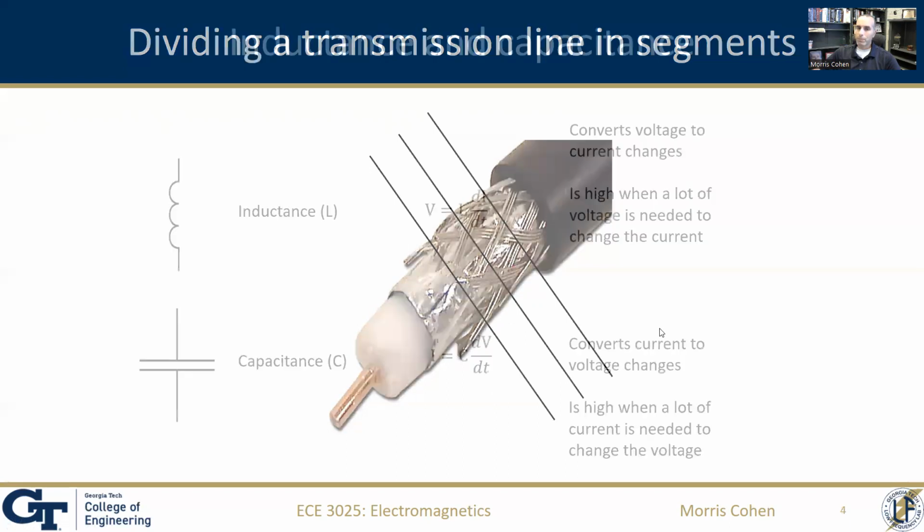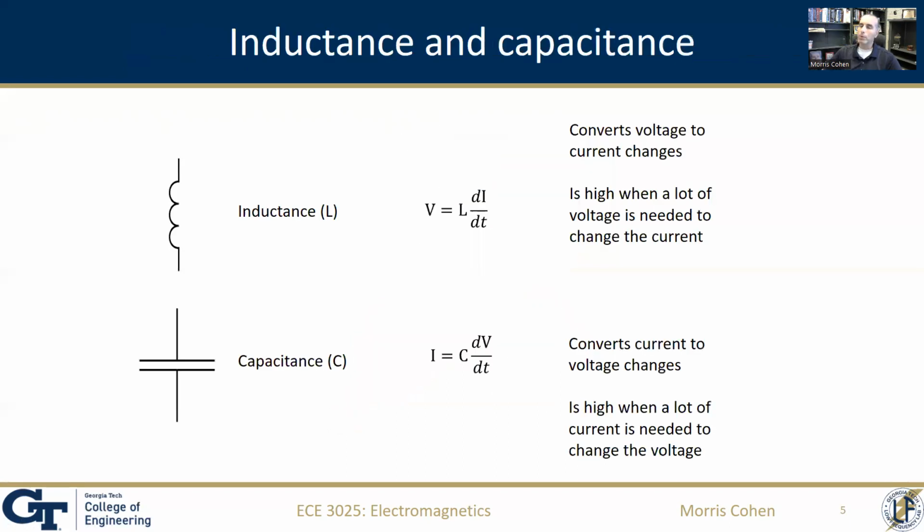And these segments are basically going to have two key components, right? There's an inductor and a capacitor, right? There's also resistances that are going to give us some loss, but we're mostly going to ignore that. But inductors and capacitors are going to be important. So the inductor is going to be responsible for converting voltage into current. The basic equation for how an inductor works is here.